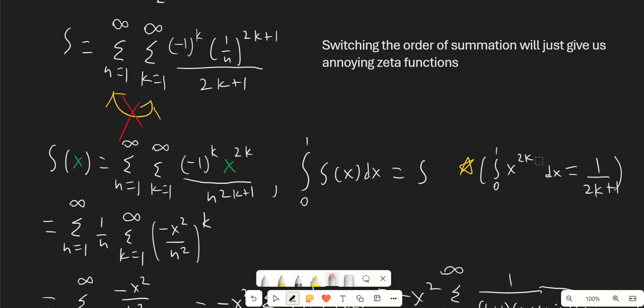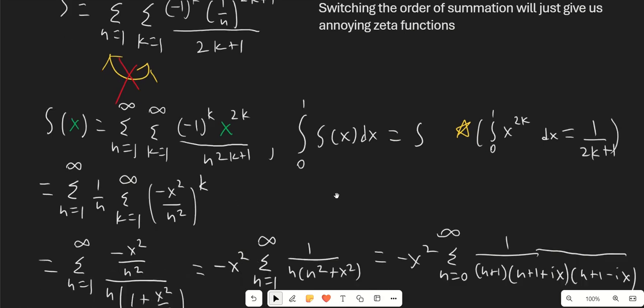So if we go ahead and integrate our function s of x from 0 to 1, all we're going to get is our original summation back, because we get that 2k plus 1 that we took out, and then at 0, this is just going to be 0, and at 1, this is just going to be 1. So let's go ahead and evaluate this summation and then integrate it.